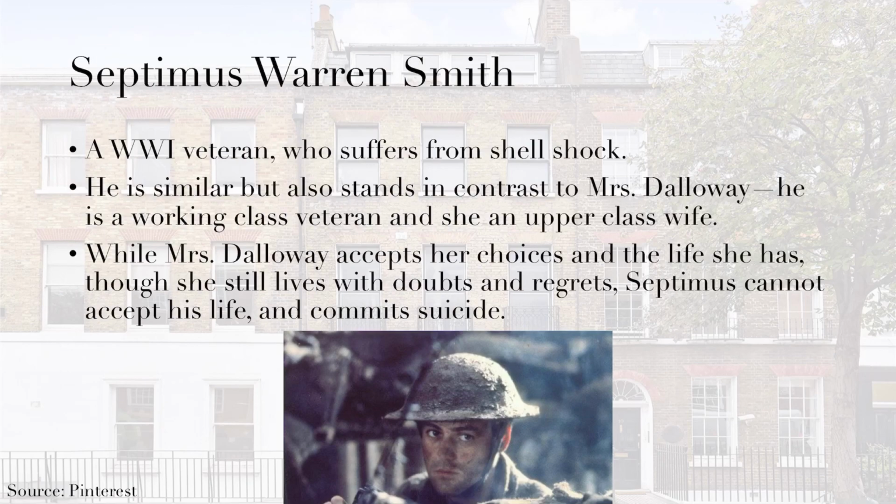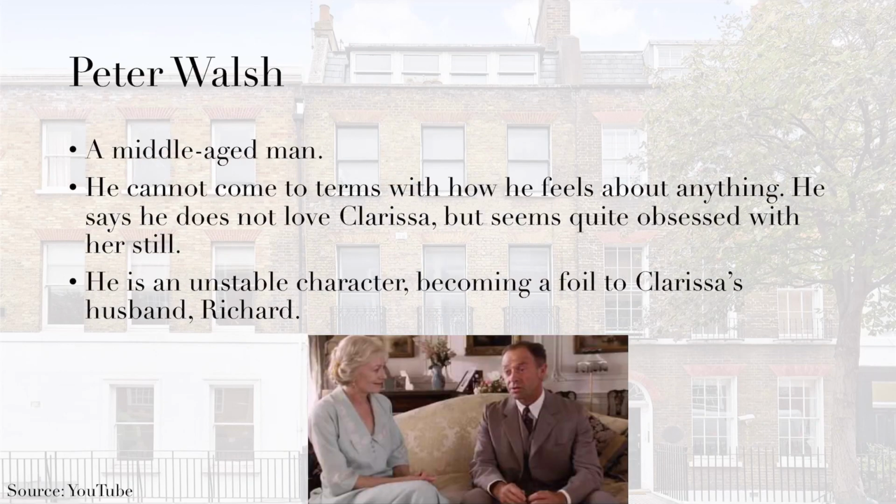Septimus Warren Smith is another important character to be aware of. He's a World War I veteran who suffers from shell shock and PTSD. He is similar but also stands in contrast to Mrs. Dalloway. He's a working class veteran whilst she is an upper class wife. While Mrs. Dalloway accepts the choices in the life she has, though she still lives with doubt and regrets, Septimus cannot accept his life and he commits suicide.